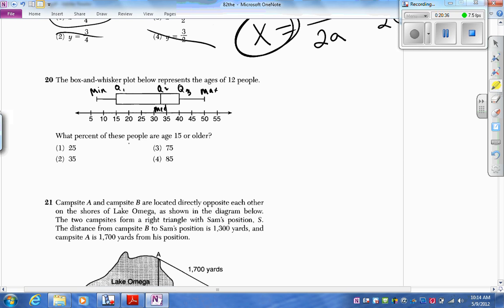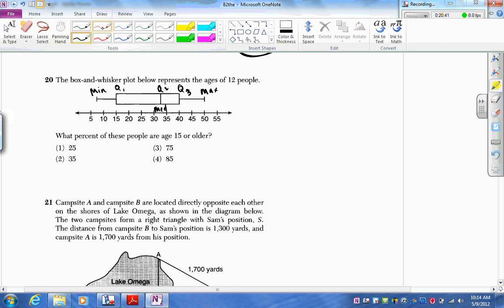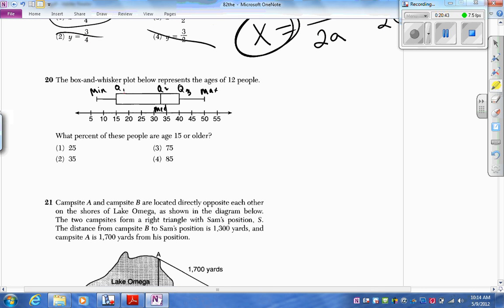So what percent of these people are age 15 or older? So let me change pens real quick. 15 or older, right here. Well, if you remember correctly, everything here is broken up into 25%. So that's 25%, that's 25%, that's 25%, and that's 25%. So I want 15 or older. I want all of these. So that's 75%.